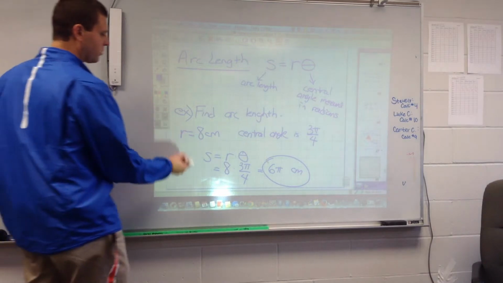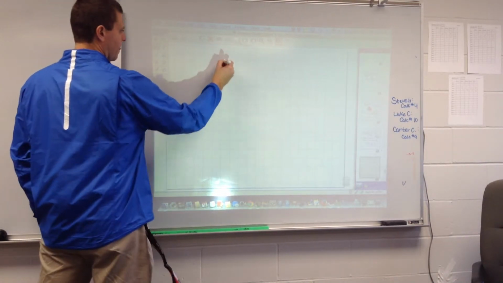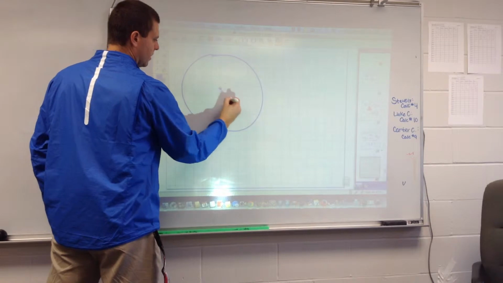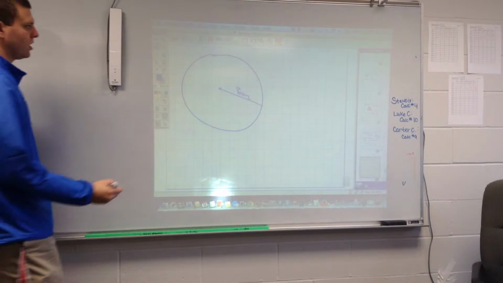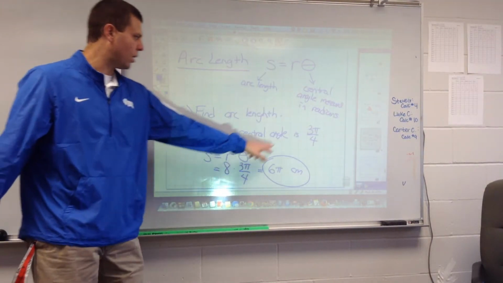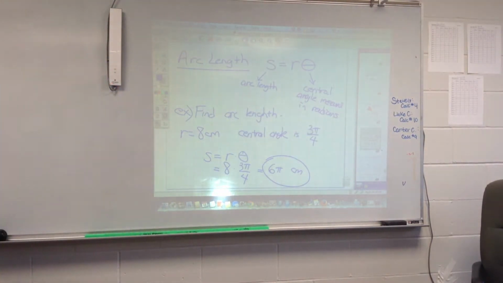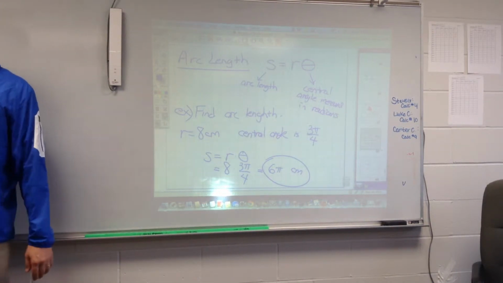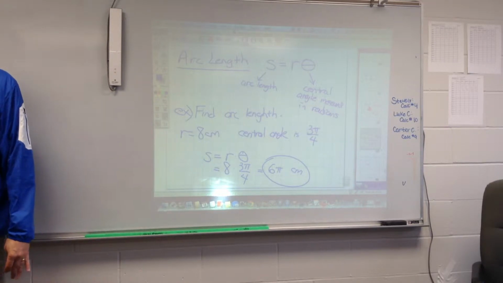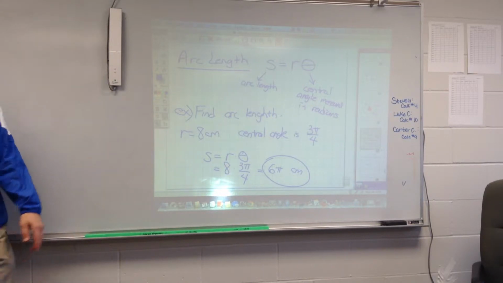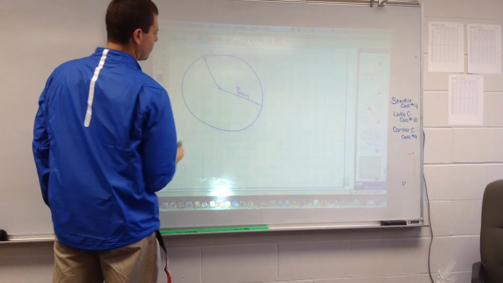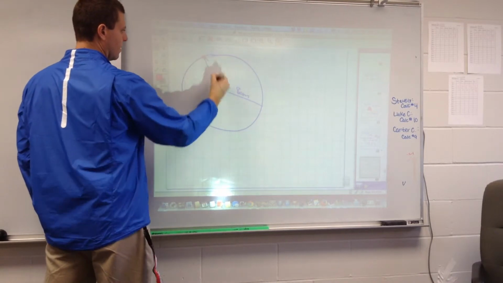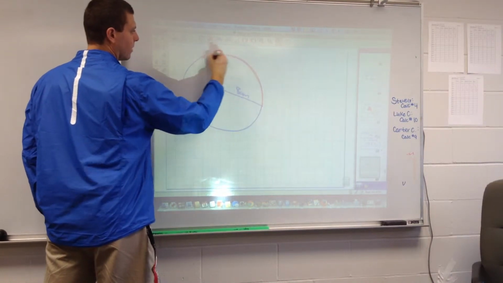If I draw a picture to go with this, I got a circle. It said the radius was 8 centimeters and it said my central angle was 3 pi over 4. How big is 3 pi over 4? Give me a rough estimate. Or maybe you know it exactly. 135 degrees, a little bit short of 1 pi. So in the circle, we'd probably be looking at that length right there.